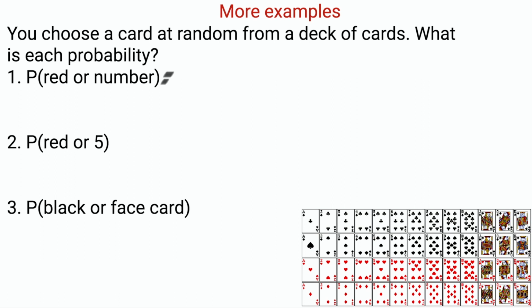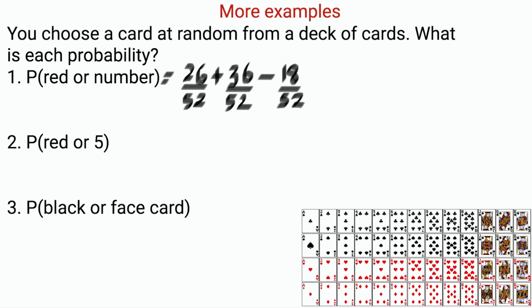So that means we're going to calculate the probability of red plus the probability of getting a number minus the probability of getting a number that's red. So what are those probabilities? The first probability here of getting a red color is 26 over 52. So when you look at a deck of cards, half of the cards are red. And then the second probability is getting a number. So when you look at all the cards that have numbers, there are only 36. 2 to 10 are 9 cards, and there are 4 suits, and so 9 times 4 is 36.